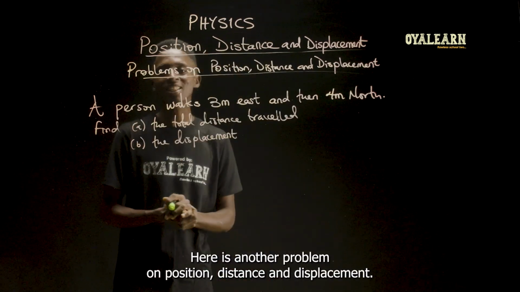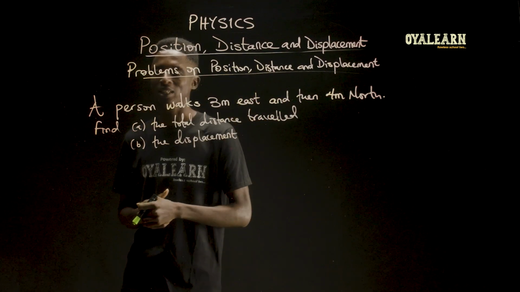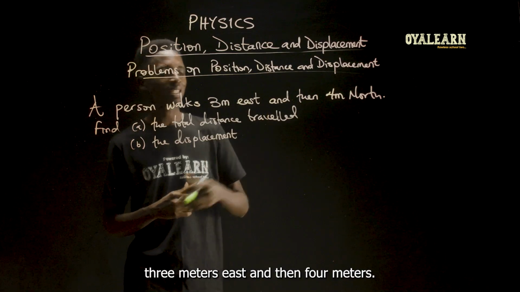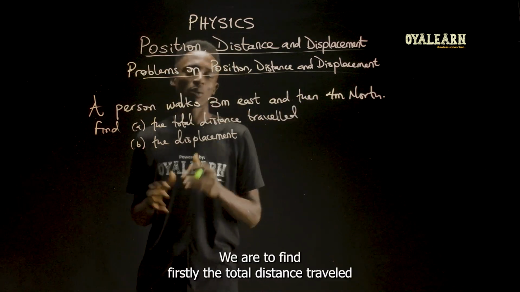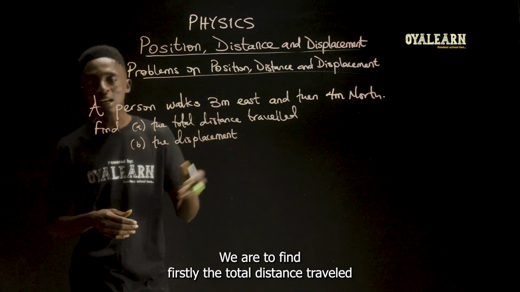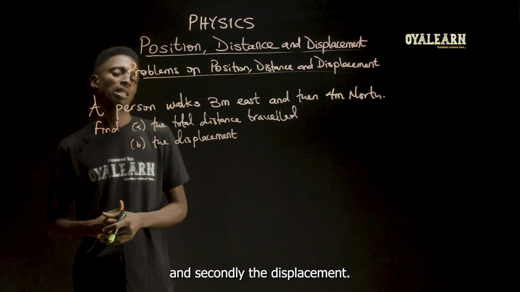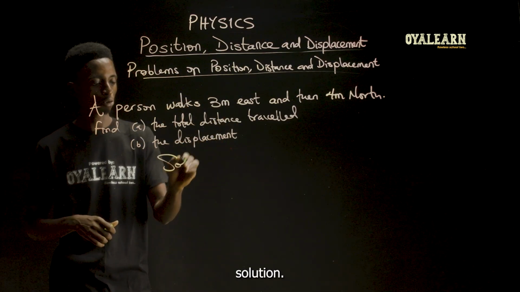Thank you. Here is another problem on position, distance, and displacement. Now, this question says a person walks 3 meters east and then 4 meters north. Now, we have to find, firstly, the total distance traveled, and secondly, the displacement. Now, this is how you solve a question like this. Solution.